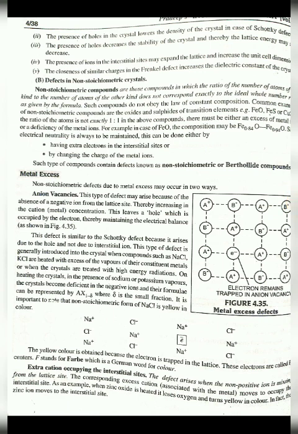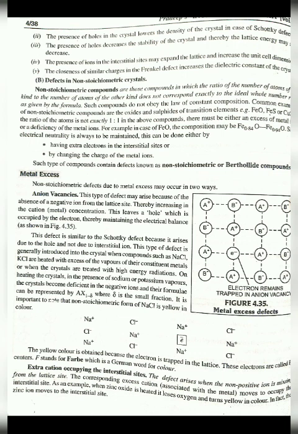Anion vacancies. This type of defect may arise because of the absence of a negative ion from the lattice site, thereby increasing the cation metal concentration. This leaves a hole which is occupied by an electron, thereby maintaining the electrical balance, as shown in figure 4.35. This defect is similar to the Schottky defect because it arises due to the hole and not due to an interstitial ion. This type of defect is generally introduced into the crystal when compounds such as NaCl, KCl are heated with excess of the vapors of their constituent metals, or when the crystals are treated with high energy radiations.